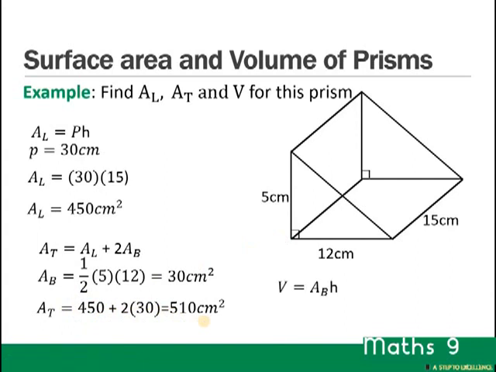The volume is the area of the base multiplied by the height, so 30 for the area of this triangle multiplied by 15, which is 450 centimetres cubed.